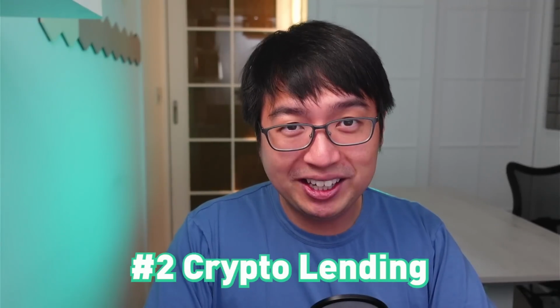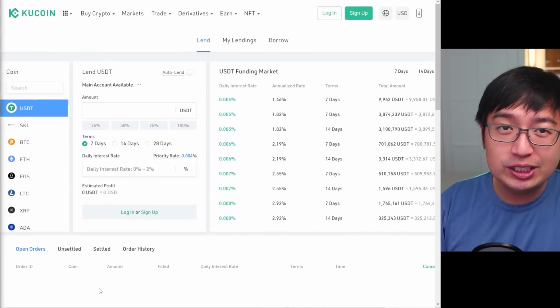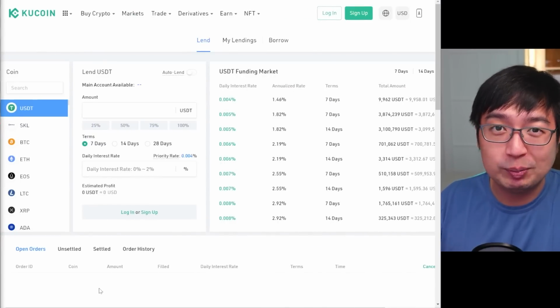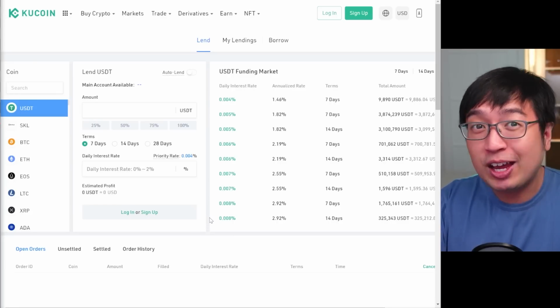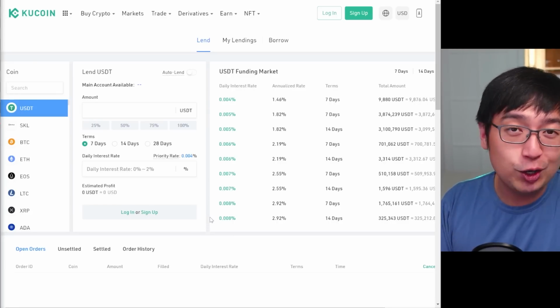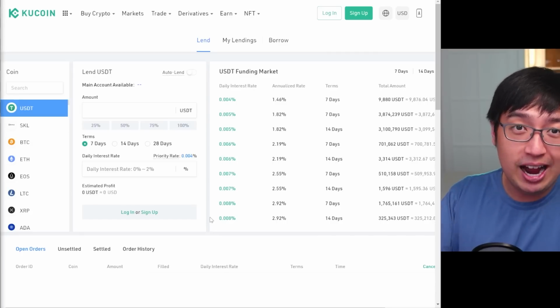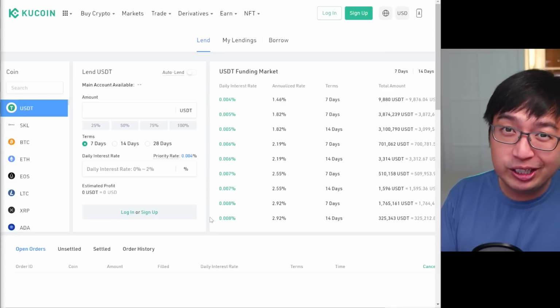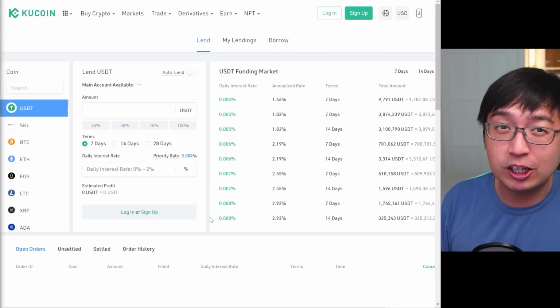Number 2, crypto lending. Now, KuCoin has its own lending marketplace where you can earn interest for lending out your tokens to other crypto users. We're going to get into those details in a moment, but let's just look at what we can earn currently. Now, the interest rates really depend on market demand. If people want to borrow tokens, that interest rate is going to be higher. If people aren't that interested in borrowing tokens and there are a lot of lenders out there, the interest rate is going to be low.